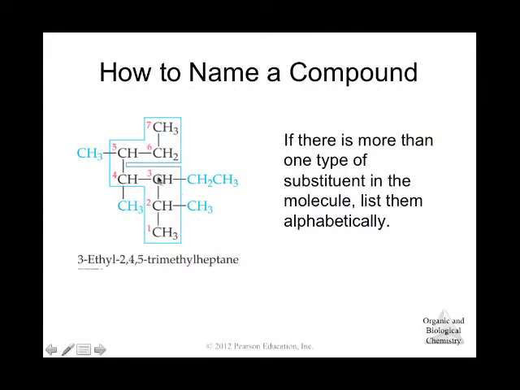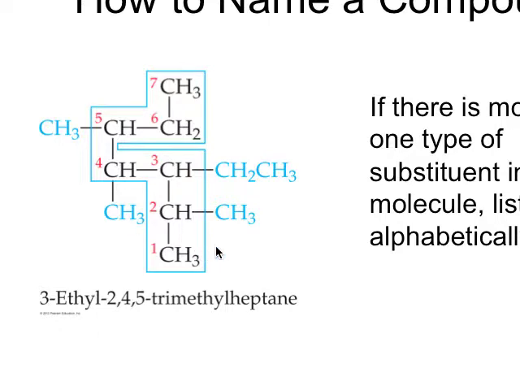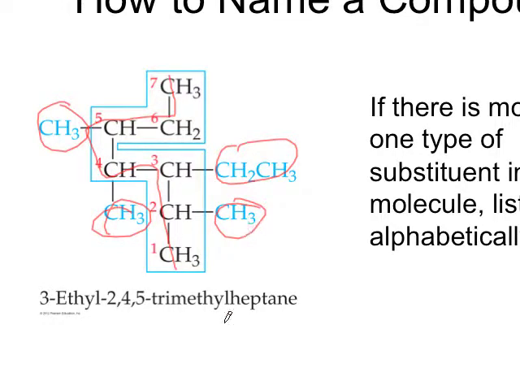If you have more than one type of substituent, then you're going to list them alphabetically. So first of all, the longest continuous chain here has 7 carbons. All right, that means that this is a substituent, and so is this, and this, and this, because they are not part of that continual 7-carbon longest chain. So heptane is my base and my suffix, ane because it's all single bonds. Hept is 7 carbons.